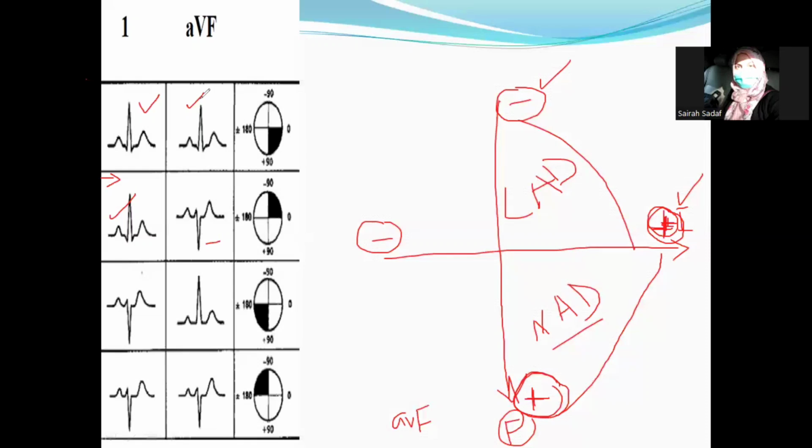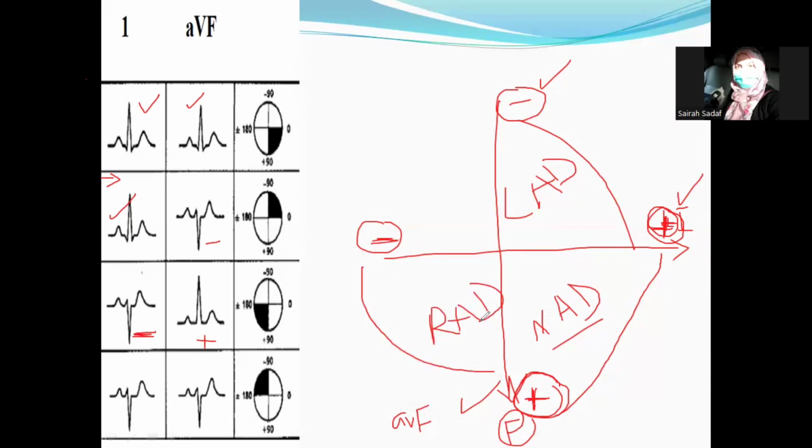Okay. Now let's move to the right axis deviation. Now, as you can see, in lead 1 it is negative and AVF is positive. See, here the S wave is deep and here the R wave is dominant. So one is negative, the other positive. Let's draw it on the graph paper. Now, the positive end of AVF is this. Where is the negative end of lead 1? As we can see here, this is negative. So here is the negative end. And as you can see, this is the right side. So we will say it is right axis deviation.